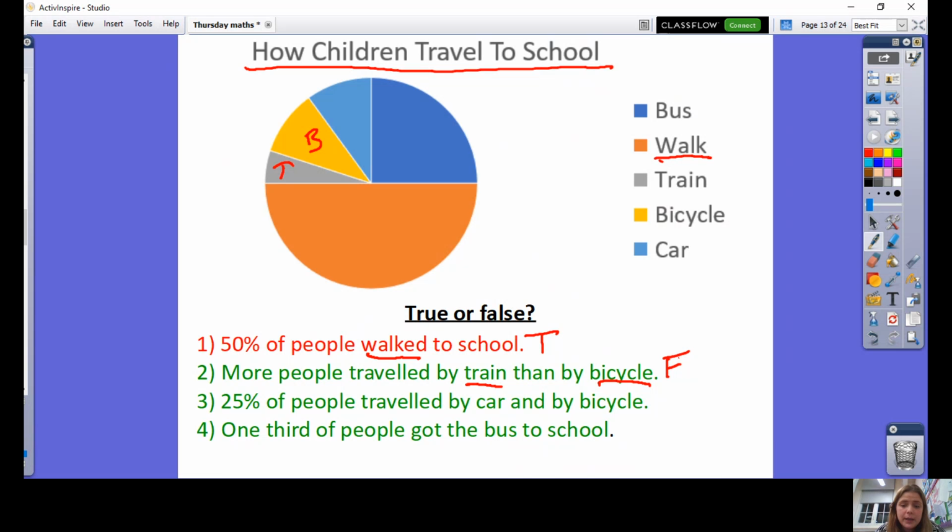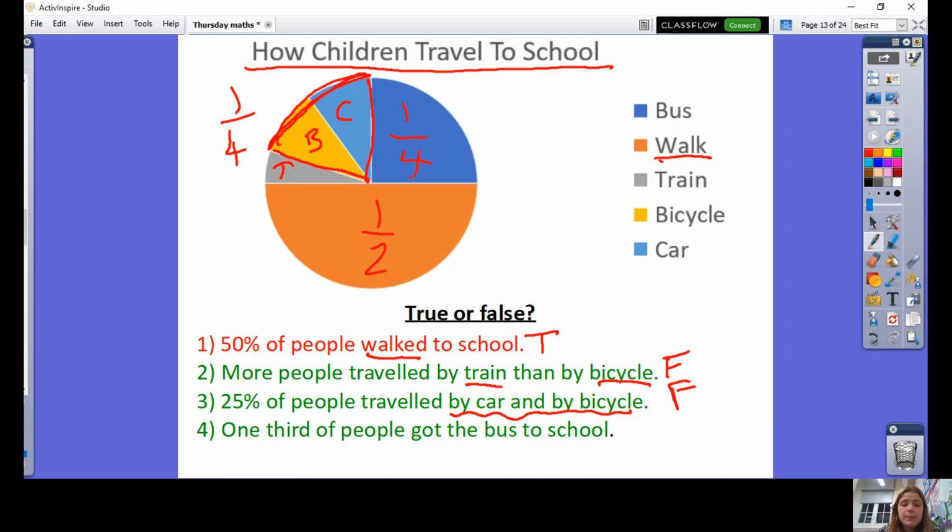25% of people travelled by car and by bicycle. Let's look to myself, where is car? Here's car and here's bicycle. Those two together, would I say they equal 1/4 or 25%? I know they're not, because this is 1/2 and this is 1/4. On the other side then I've got 1/4. The car and the bicycle aren't the full quarter, so that is false.